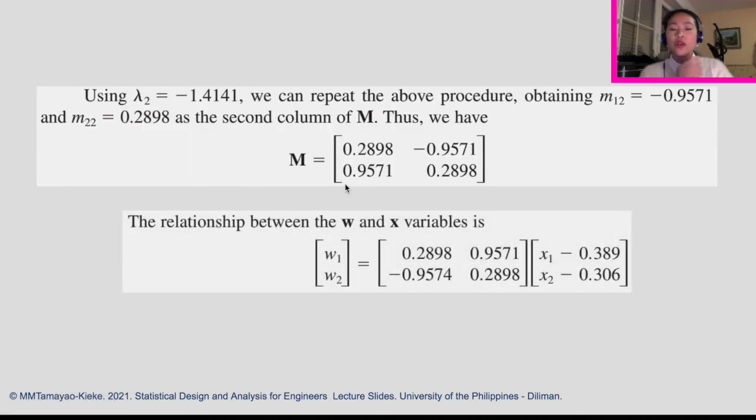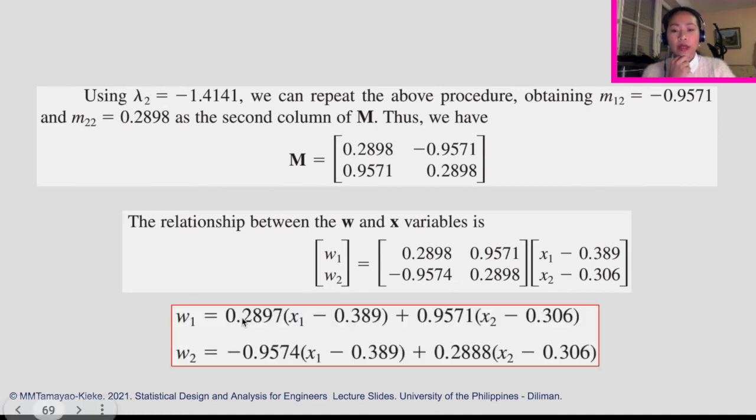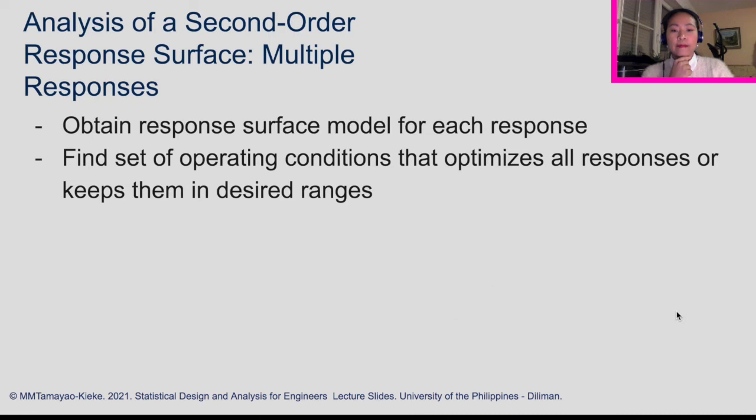Okay, so since we know M, we can take the transpose of M and multiply that by the matrix X minus X sub S. Then we can get the relationship between X and the W variables. This would guide us in moving away from the stationary point in order to, say, minimize cost without compromising too much the performance in terms of the response variable.